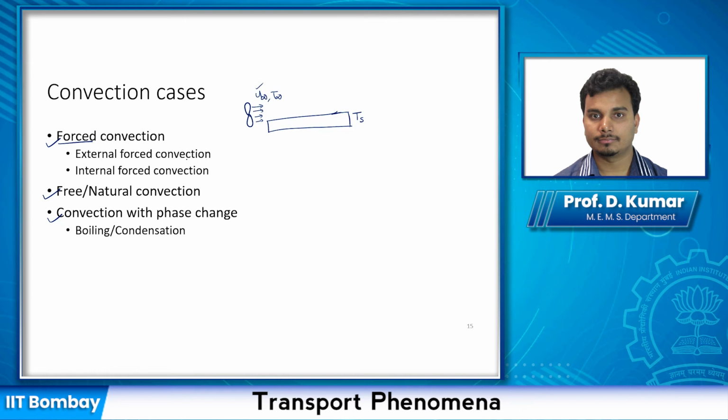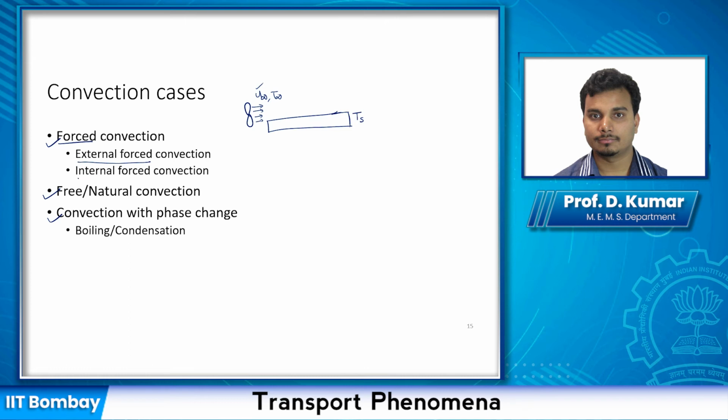This could be external, as in the case of flow over a flat plate, or flow past a sphere or a cylinder, or air flow over aeroplane wings and so on. These are examples of external forced convection, where there is no obstruction as such for the boundary layer to grow. We'll talk a little bit more about it later.